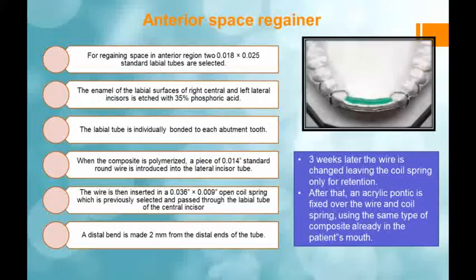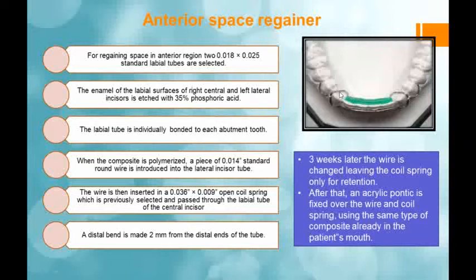Now, the anterior space regainer. For regaining the space in the anterior region, two standard labial tubes are selected, and the enamel of the labial surface of the right central and the left lateral incisor is etched with 35% phosphoric acid. The labial tube is individually bonded to each abutment tooth, and when the composite is polymerized, a piece of round wire is introduced into the lateral incisor tube.